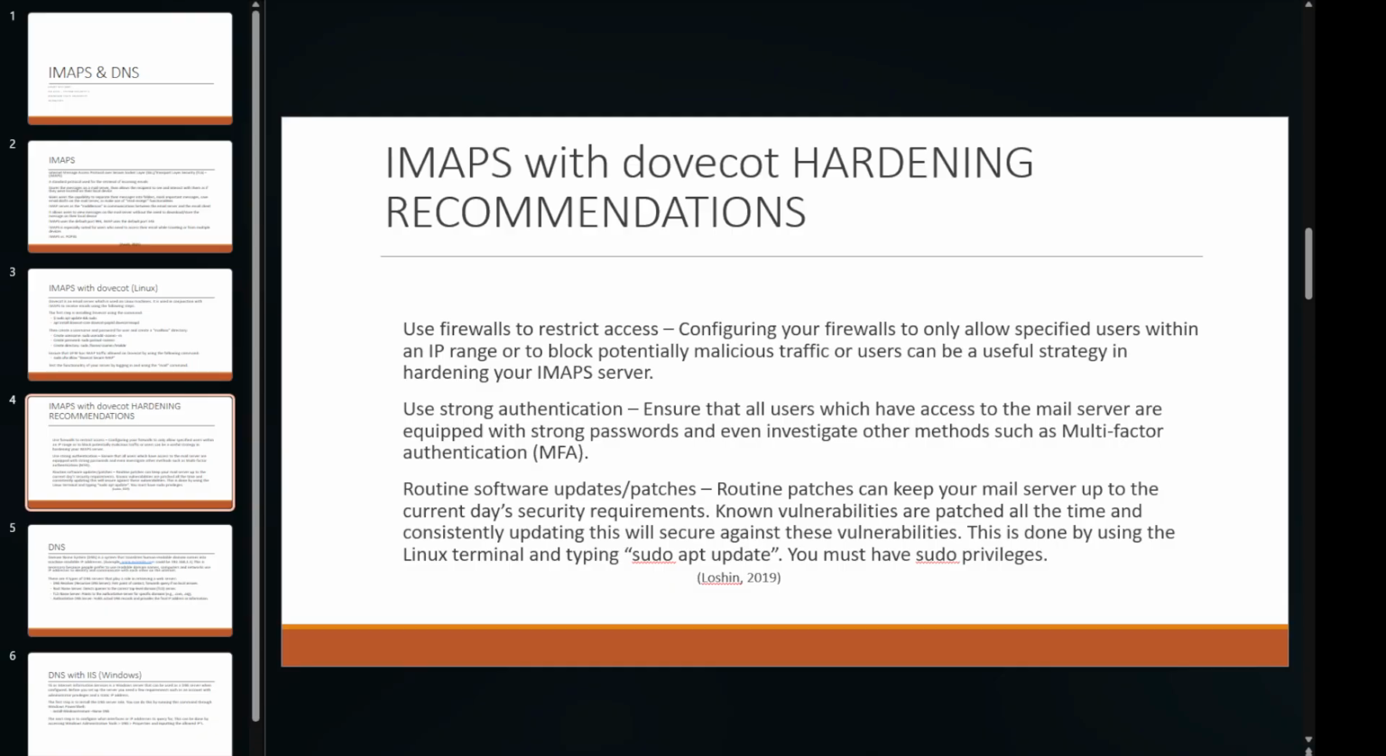IMAPS with Dovecot hardening recommendations. First, we want to restrict access. One of the most effective ways to harden your IMAPS and Dovecot setup is by restricting who can connect to it. Using the system firewall, we can limit access to specific IP ranges or trusted networks. This reduces exposure to brute force attempts or unauthorized users.